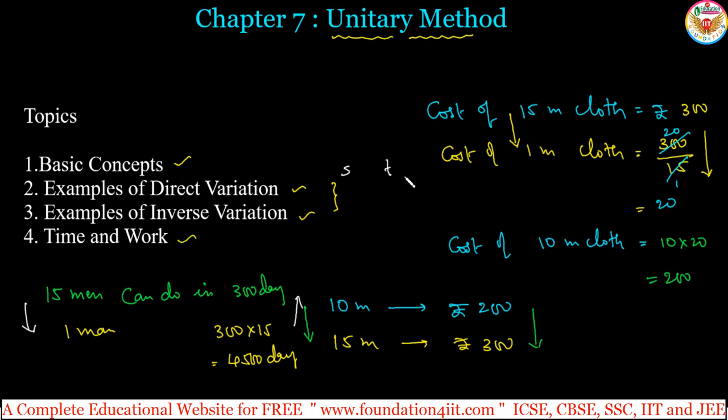The main thing is, in direct variation, if one quantity is increased, the other should also increase. If one is decreased, the other must also decrease. That is direct variation. Both are the same type. When you come to inverse, if one increases, the other should decrease. This is for direct variation and this type is for inverse variation. Let us see the word problems in both these methods.